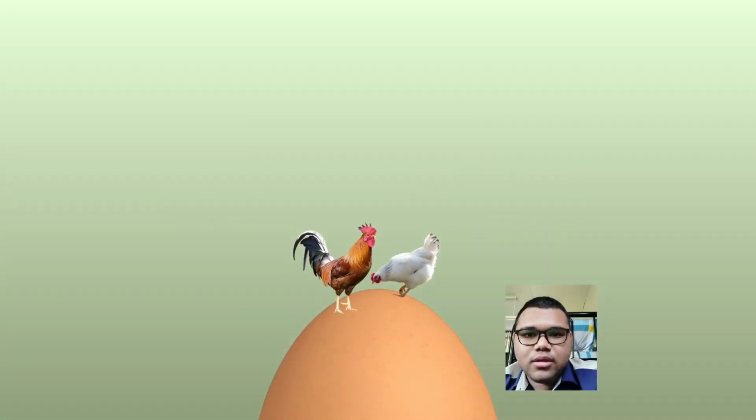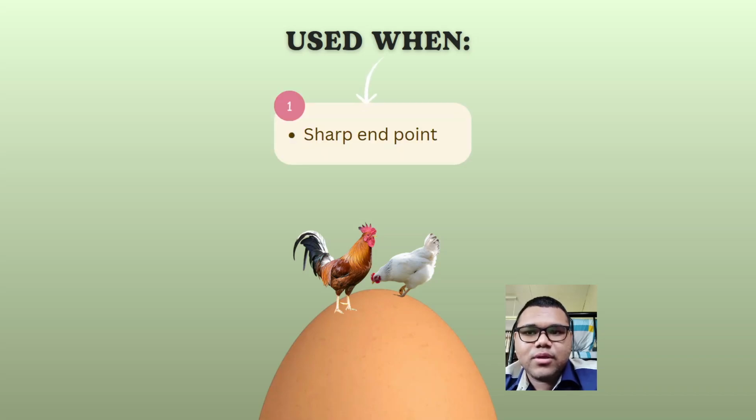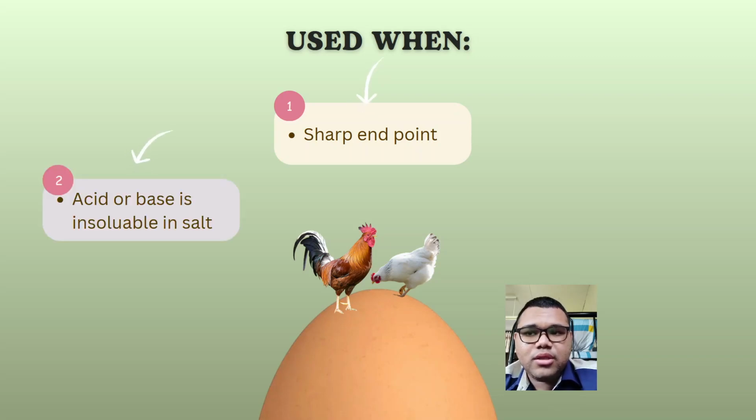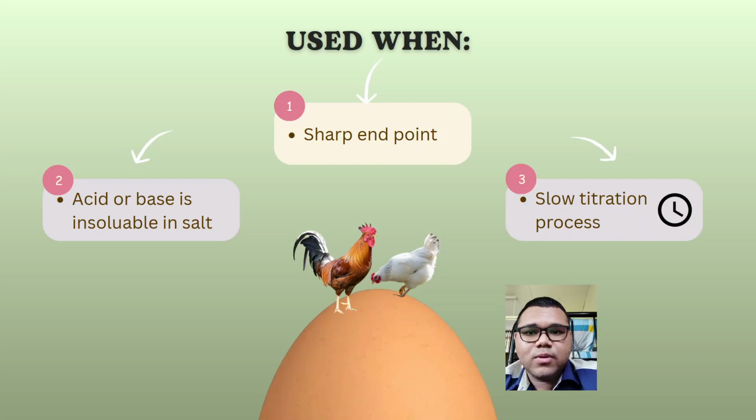Back titration is used for 3 reasons. The first is when the chemical reaction will result in a short, sharp endpoint. The second, the acid or base in the chemical reaction is insoluble in salt. And lastly, the chemical reaction of the titration will occur slowly.